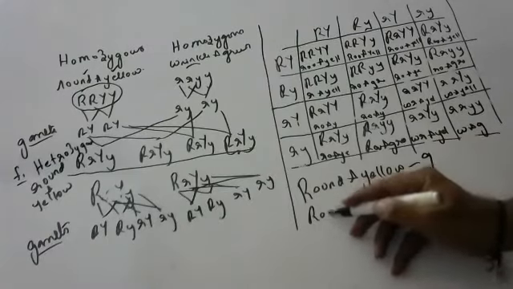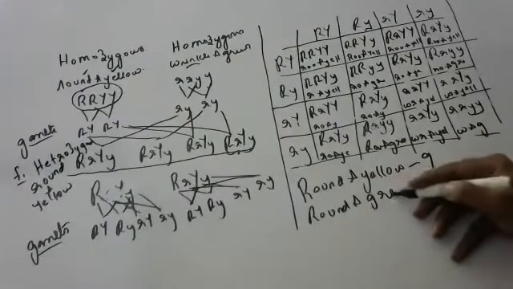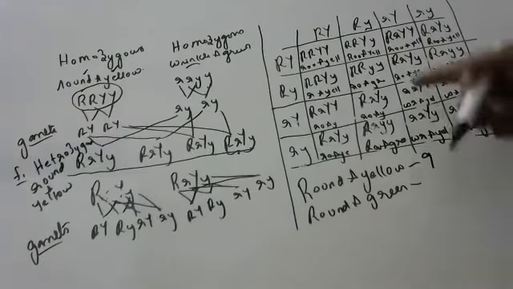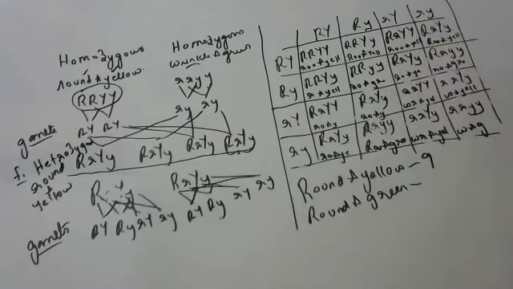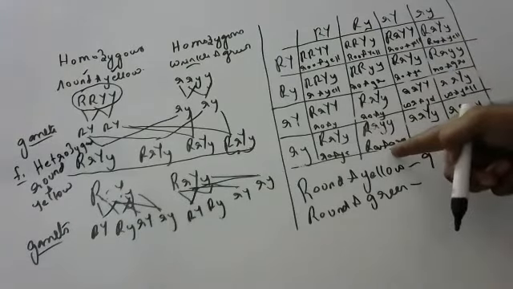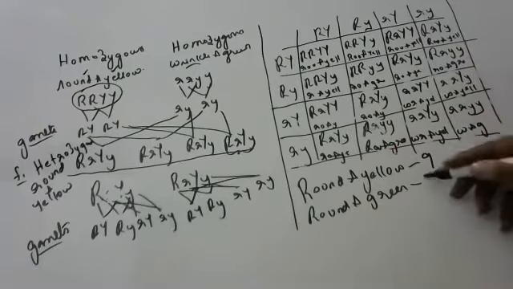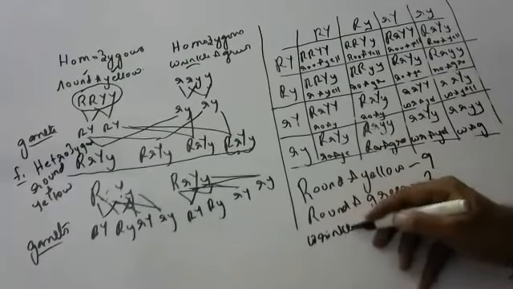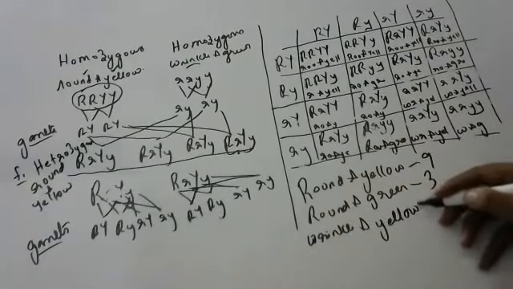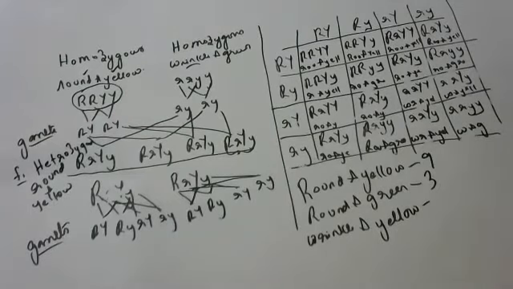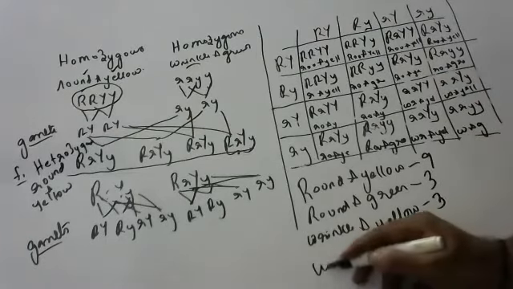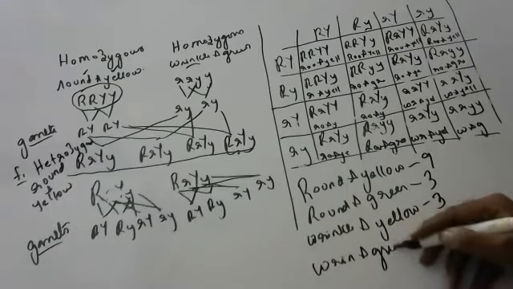Can anyone tell me how many round and green are there? I will see who will tell us. How many round and green are there? 1, 2, 3. Three are there. Can anyone say how many wrinkled and yellow are there? Wrinkled and yellow, 1, 2, 3. Three. Can anyone say how many wrinkled and green are there? One. Very good. Wrinkled and green, only one.